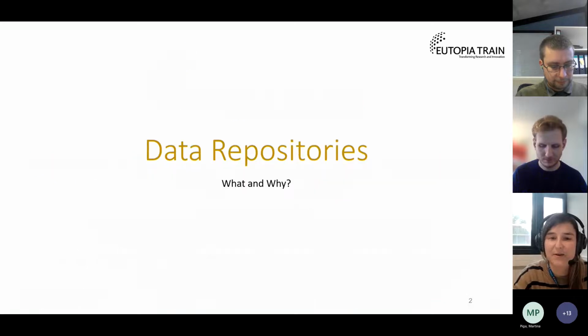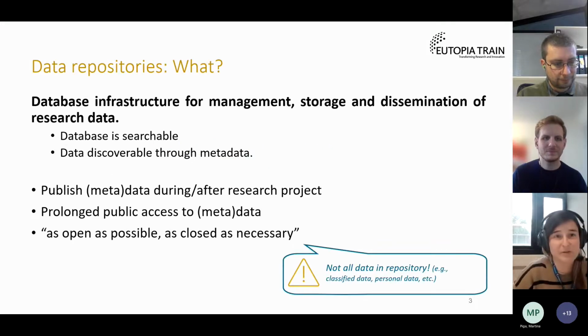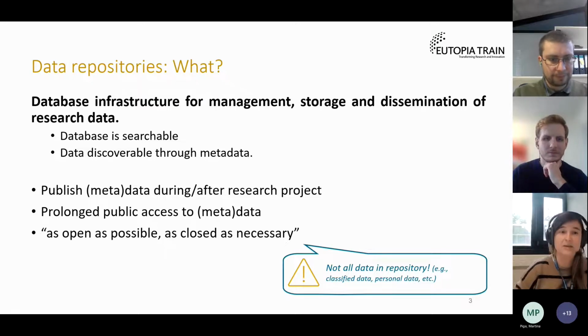Let's go. So firstly, I think we're gonna do some theory on what a data repository is exactly. It is a database infrastructure for management, storage, and the dissemination of research data. The database should be searchable, and the data in the database is discoverable through metadata.